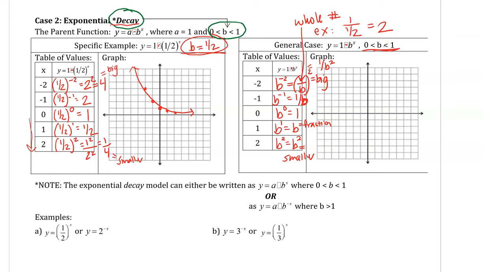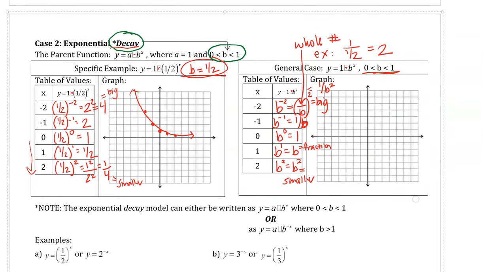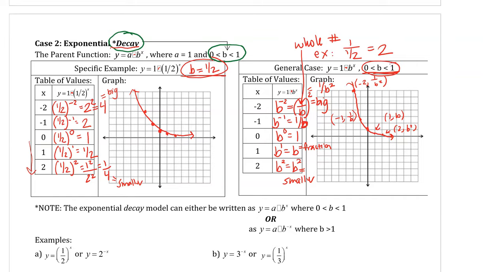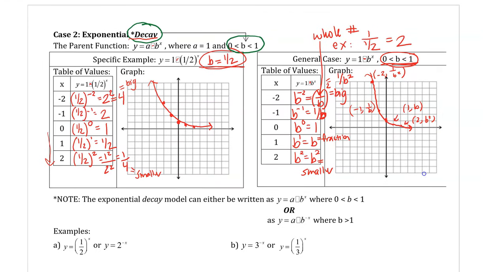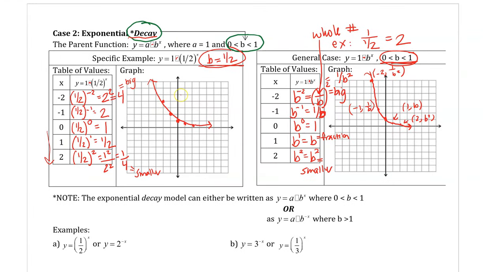So when I plot these numbers out, it looks something like this. I'll just kind of put these generic values down here. But this here would be -2, 1 over b squared. That gets really big when b is a fraction. This would be -1 and then 1 over b, which again is a big number when b is a fraction. And then these would just be b and b squared, right? That would be 1, b and 2, b squared, which are small values when b is between 0 and 1. Okay, so then this is what an exponential decay model looks like, kind of like a y-axis reflection of an exponential growth.